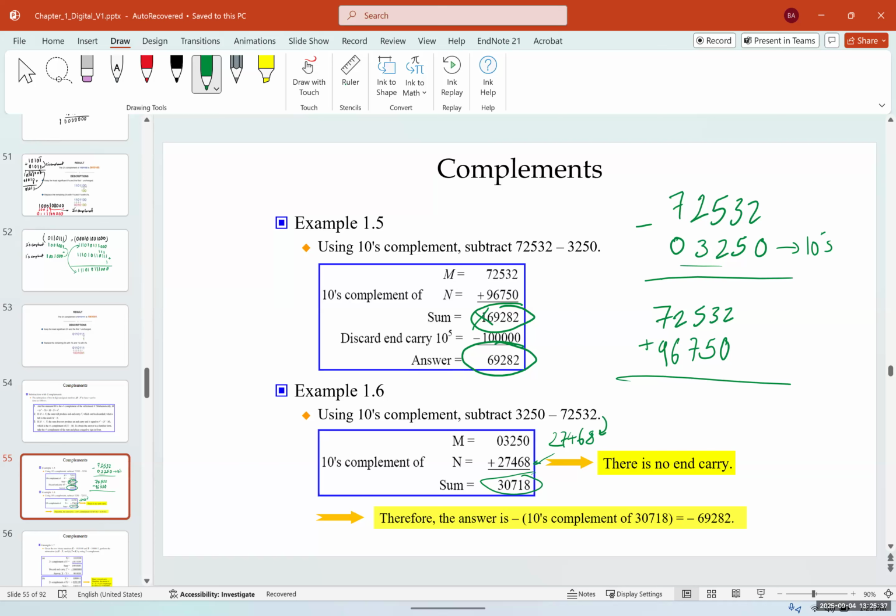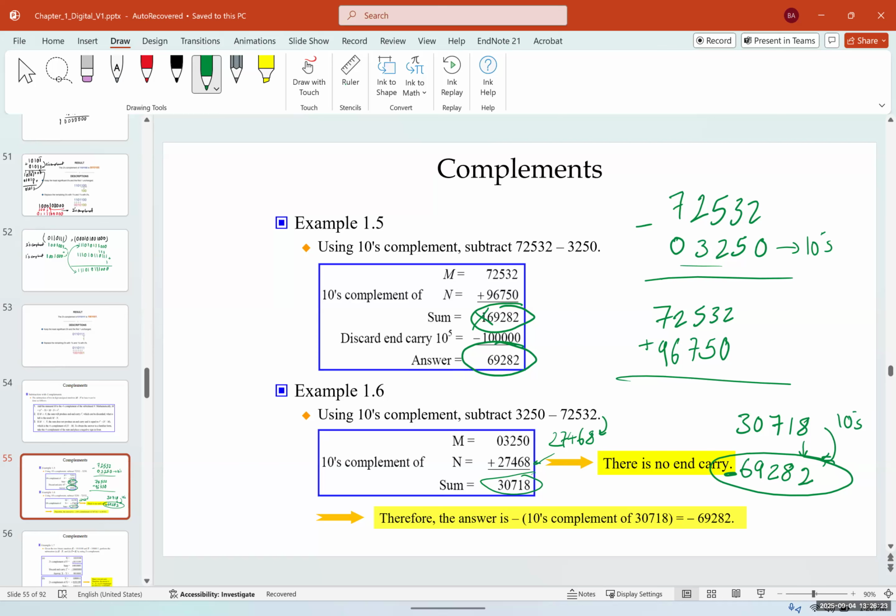Now, if we add these two together, we would get a sum of 30,718. And as you can see, both of them are 5-digit numbers and the result is 5-digit. We don't have any end carry. And since we don't have any end carry, this is not going to be our final answer. Our final answer is going to be negative of the complement of this. So what we do, we would find the tens complement of 30,718. First digit is subtracted by 10, gives us 2. The rest from 9 gives us 8, 2, 6, 9, 6. And we will put a negative sign in it.